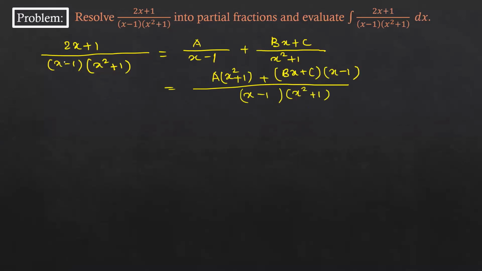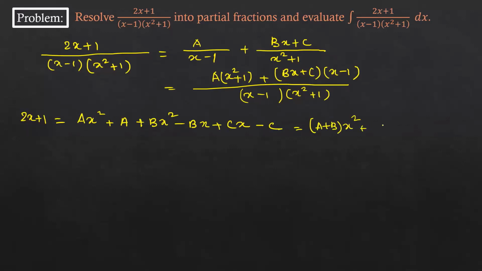Now, if you compare these two parts, you have 2x plus 1 equal to what? The coefficient of x square. That means A x square plus A. Here you have B x square, then you have minus B of x, then you have plus C of x and minus C. So if you rearrange that, you have A plus B into x square, then plus C minus B into x, and plus A minus C. Now take the like terms. What is the value of A plus B? It is equal to 0, as there is no part containing the x square.